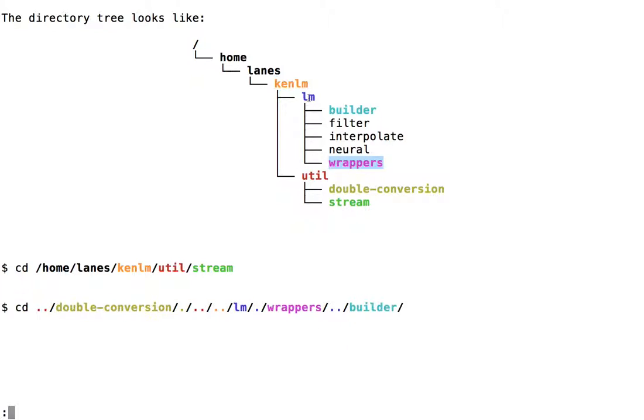Wrappers is a subdirectory of lm. So, dot dot slash double conversion slash dot slash lm slash wrappers refers to slash home slash lanes slash kenlm slash wrappers.